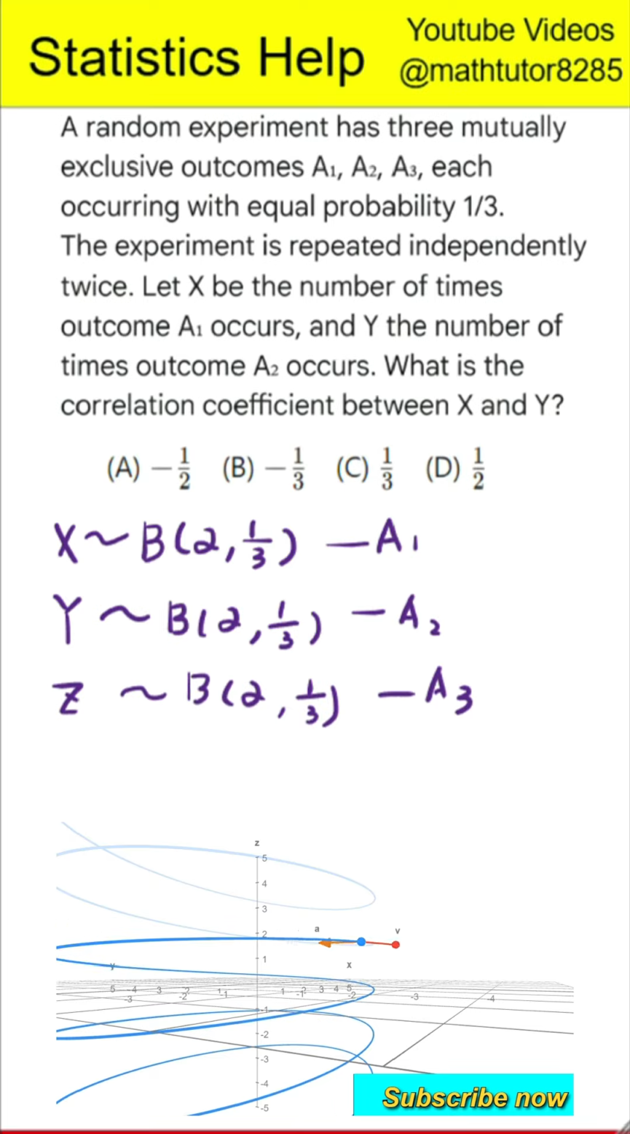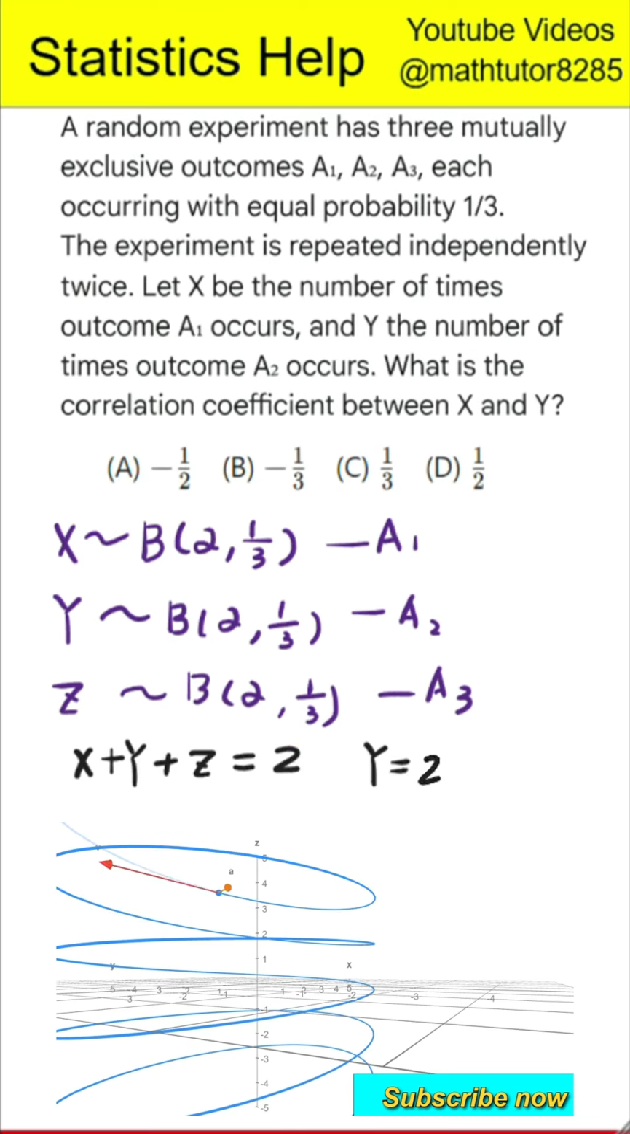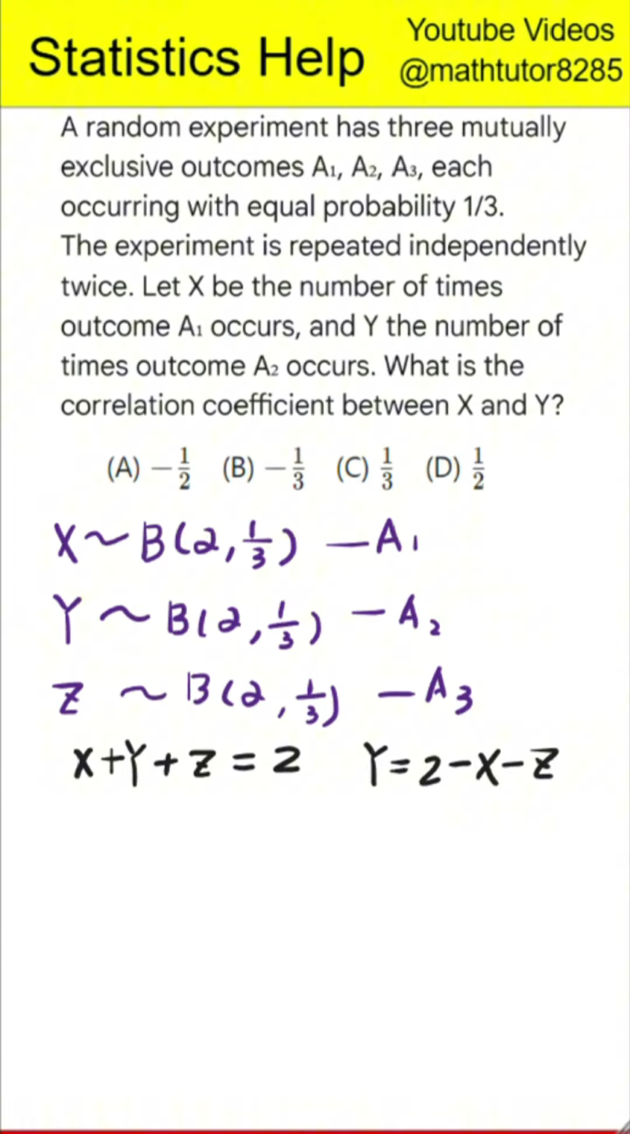This dependency matters. Next step is to use the relationship between x, y, and z. In each of the 2 trials, only one outcome occurs. So across both trials, the total number of outcomes must be exactly 2. That means x plus y plus z equals 2. This lets us express y in terms of x and z. y equals 2 minus x minus z. This identity is crucial for finding how x and y relate.